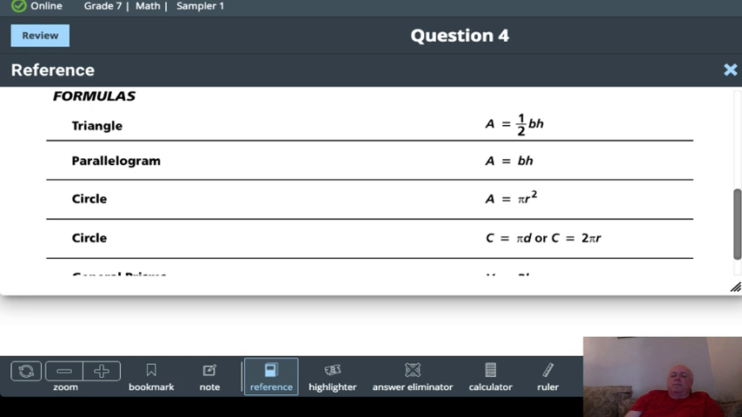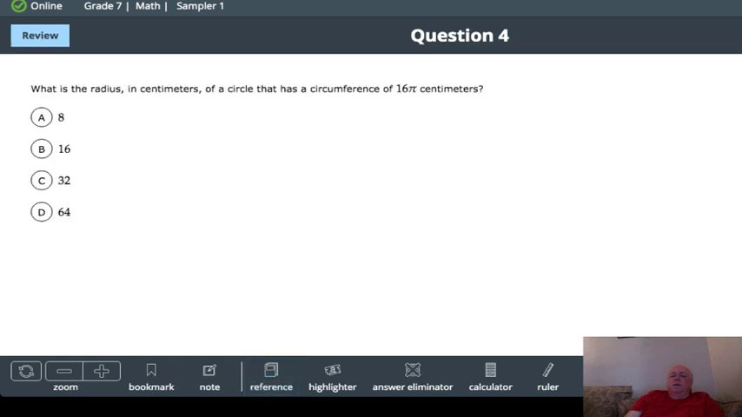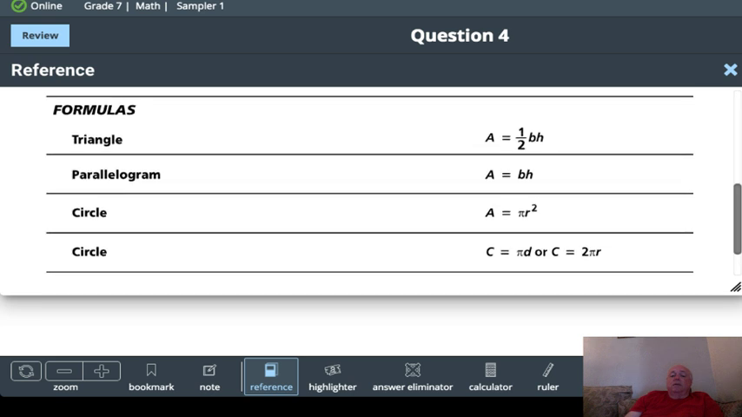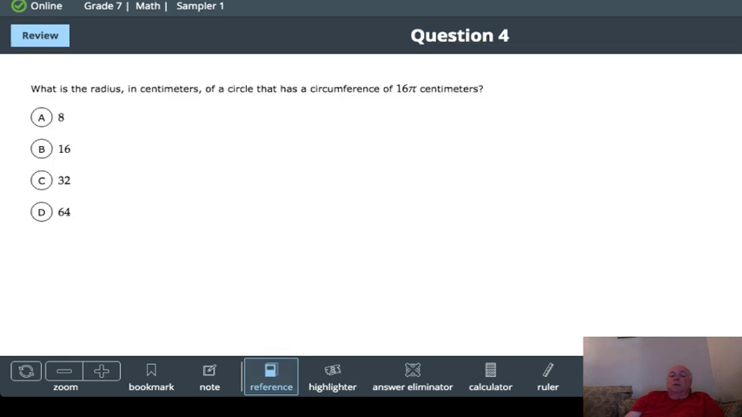So we can see here that the area of a circle is pi r squared. Circumference of a circle is pi d, or 2 pi r. It tells us the circumference is 16 pi. So if we're trying to figure out the radius, we're going to have C equals 2 pi r. That's what we're going to be working with.